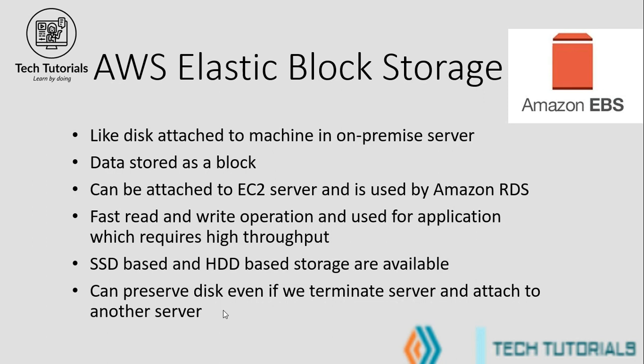It is like a disk that is attached to our machine on an on-premise server. The data is stored as blocks, so we have fast read and fast write in Elastic Block Storage. It is used by EC2 servers and Amazon RDS. There are two different types of EBS provided by AWS, that are SSD based and HDD based. The data in EBS is preserved even when the server is terminated by us, and we can move that data to another EC2 server and restore it.